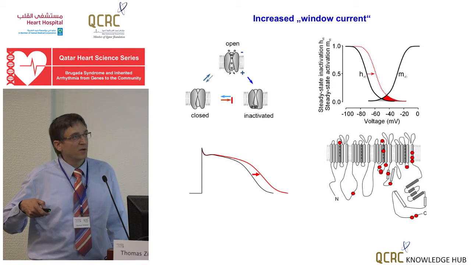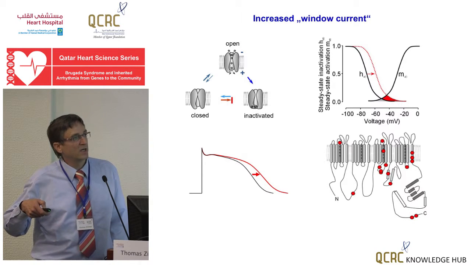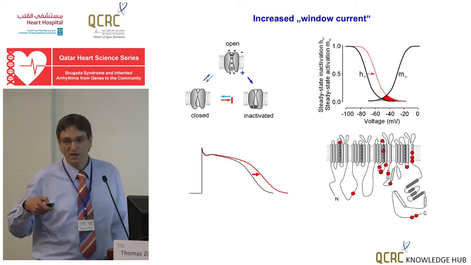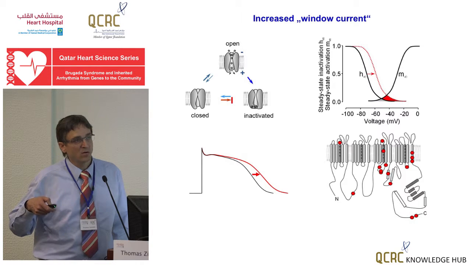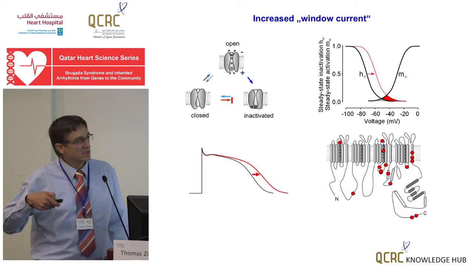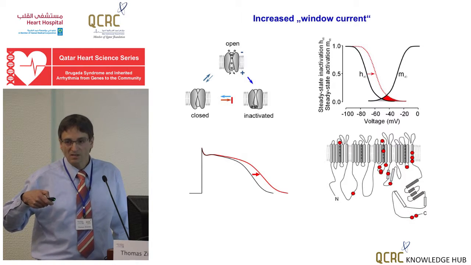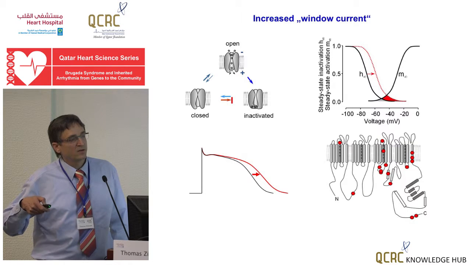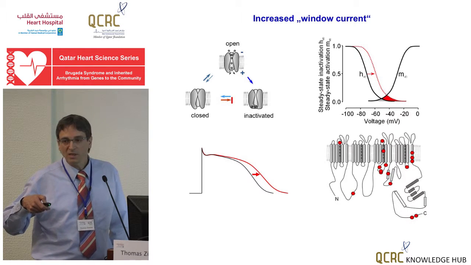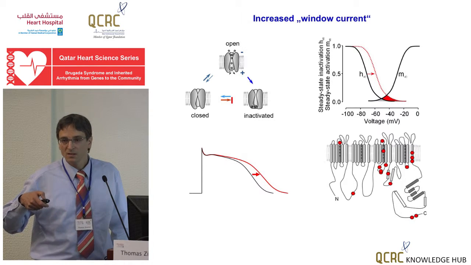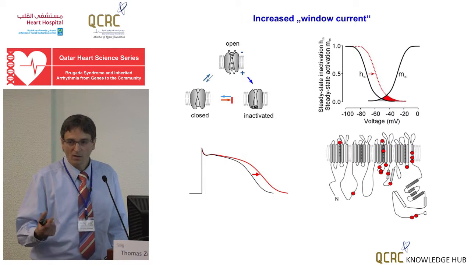And in many of the long QT3 mutations, there's a so-called increased window current, which means that this curve is simply shifted to the right. And the window current is shown here as the overlap current between both curves. In those mutant channels, this state is favored and this is less likely. This means this curve is shifted to the right. So at minus 50 or minus 40 millivolt, the channels can be opened, but they are also already available for activation. So they are available for activation and they are open.